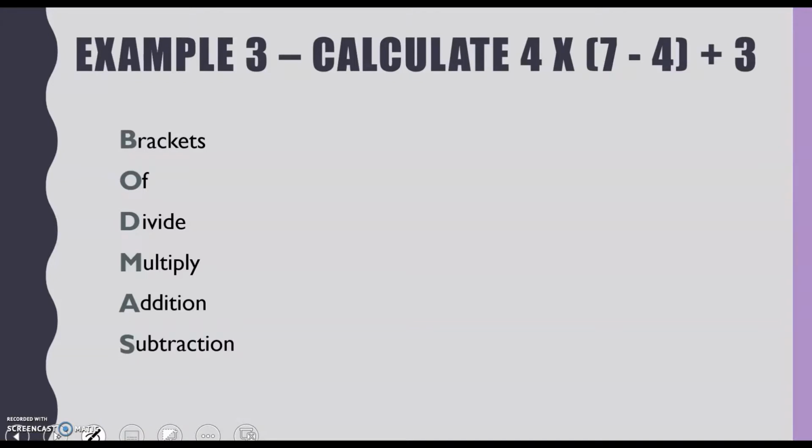This time I've got 4 times by 7 minus 4 in brackets plus 3. So this time I've got 4 multiplying by something. I've then got a bracket, and that takeaway is inside the bracket, so I'm not going to mark that off because it's inside the bracket. And then my plus 3 means that we're adding. So 4 times by 7, take away 4, plus 3.